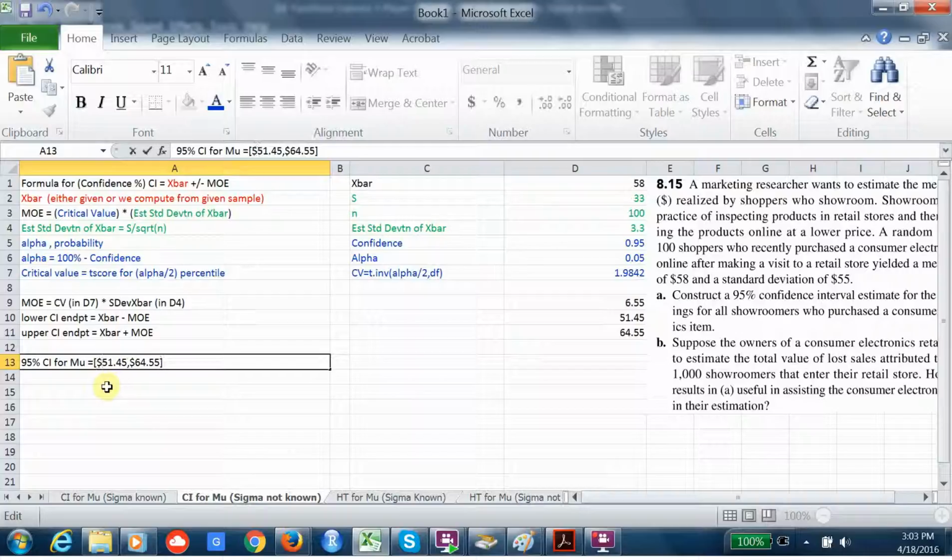Okay, so let's think about what this means. Well, let me put it another way. We think that the average amount of money a customer saves is between 51.45 and 64.55. Okay? So that answers part A.